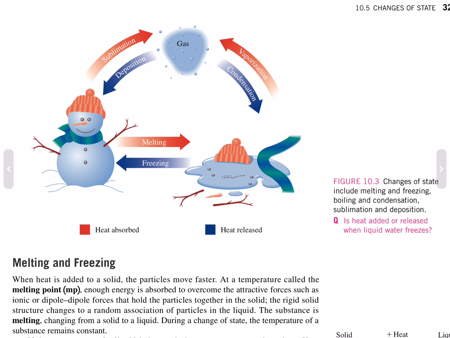When a solid goes directly into a gas, it sublimes. When a gas is directly converted into a solid, it deposits. That's deposition. When a solid goes to a liquid, it melts. When a liquid goes to a solid, it freezes. When a gas goes to a liquid, it condenses. And when a liquid goes to a gas, it vaporizes. These are changes of state.